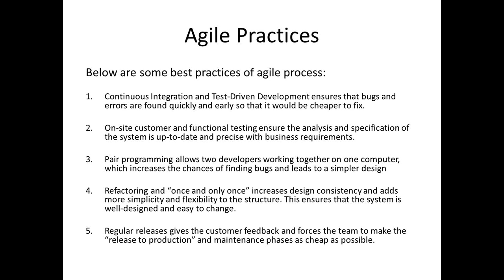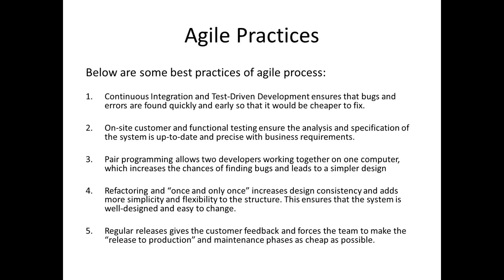Then on-site customer and functional testing ensure the analysis and specification of the system is up to date. So even when we are getting the requirement, we are trying to find out the acceptance criteria, and that ensures that whatever we are going to get is up to date and as per the business requirement. Pair programming, where two developers work together, also helps to find bugs and leads to a good, simple design. Because a lot of times we may introduce complexity in the code unknowingly. So with this practice, it helps to reduce that situation.